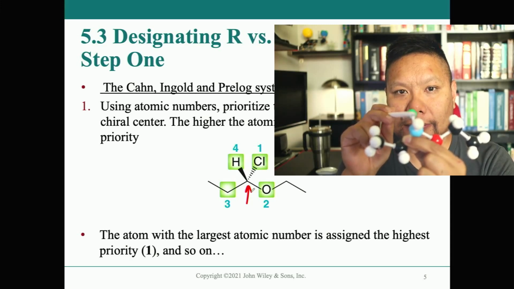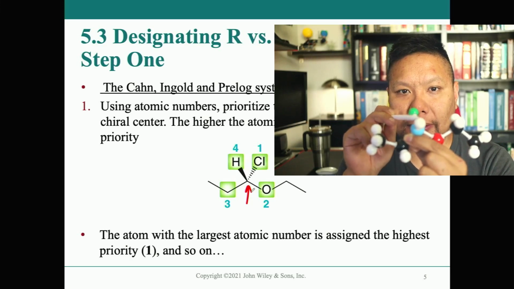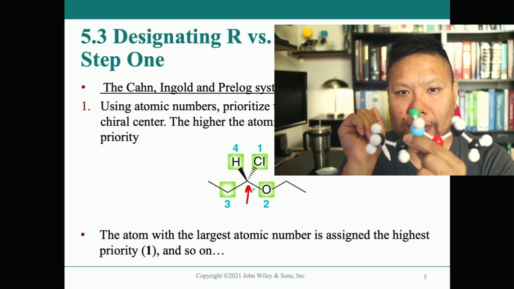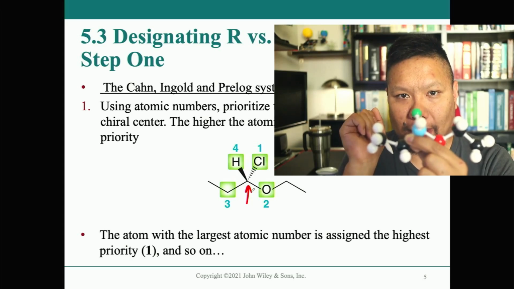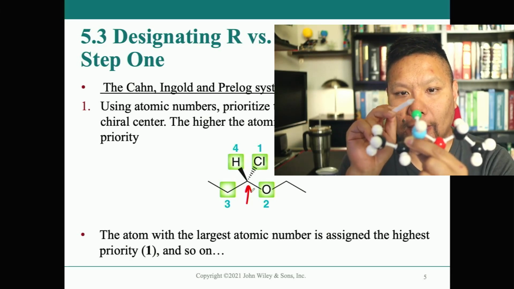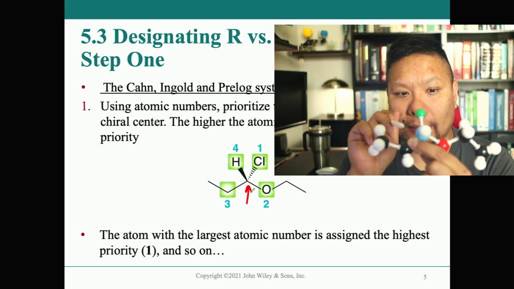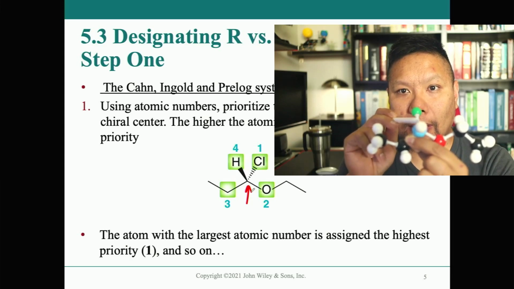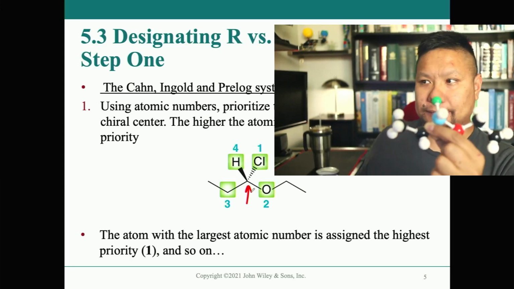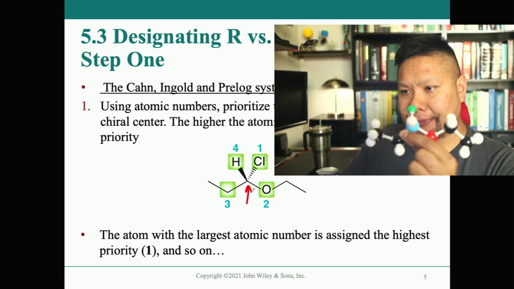And then the hydrogen here gets 4 because it's the lowest priority. Okay? So now that we have those labeled, right? 1, 2, 3, and 4. Right? Let's go to the next step.